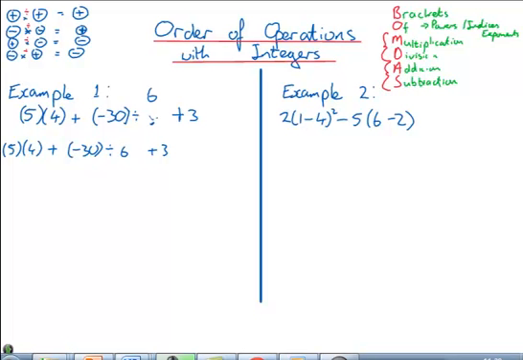5 multiplied by 4 is 20. Plus minus 30 divided by plus 6. Now when a minus number is divided by a plus number, it's this 4th one over here. I'll put a circle around it. You'll see that you get a minus answer. So we're going to have, and I'll put it in brackets, minus, and 30 divided by 6 is minus 5.